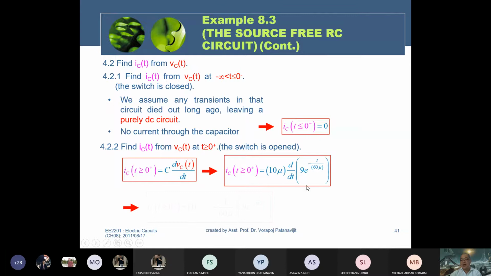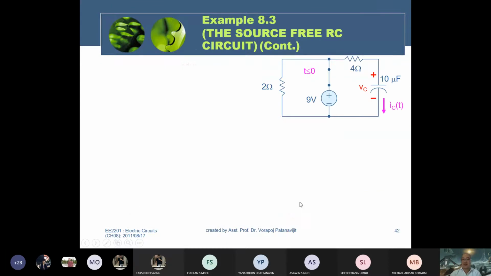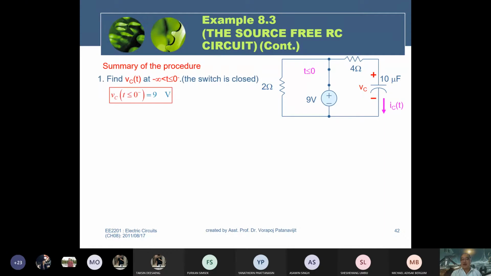That's why, from the overall point of view, after you take the derivative, the current will be in the reverse direction. You can see that for time less than 0, the current flows in some direction, but for time greater than 0, the current will be in the reverse direction immediately. Okay. For the summary of this procedure, I will show you in each step.